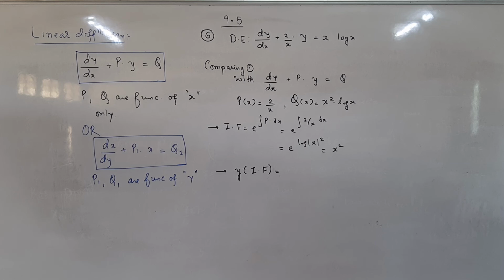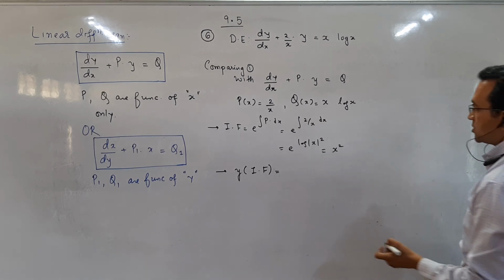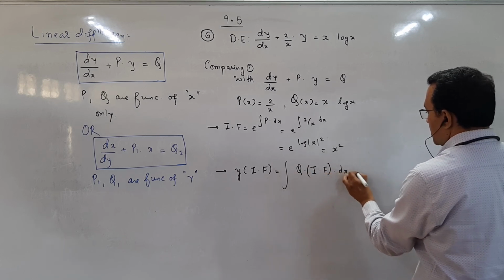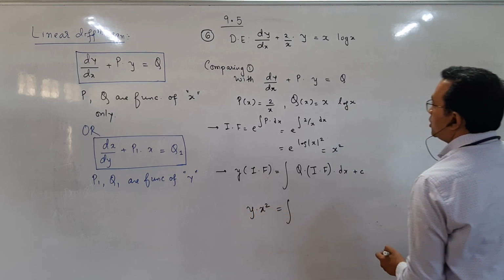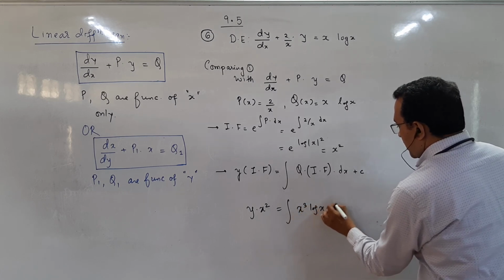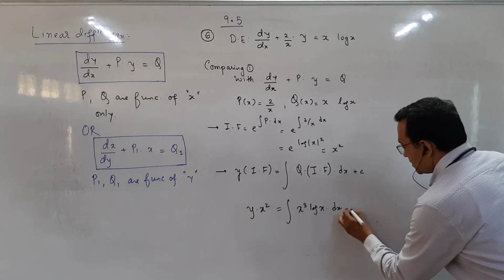So x into dy by dx plus 2 y is equal to x square, sorry students, from the right hand side I have to write only x, sorry, I forgot to divide on the right hand side. So this is equal to integration of q into integrating factor dx plus c. So this will be y into x square is equal to integration of x cube into log x dx, because q into integrating factor will be x square into x log x, and that will be x cube log x plus c.